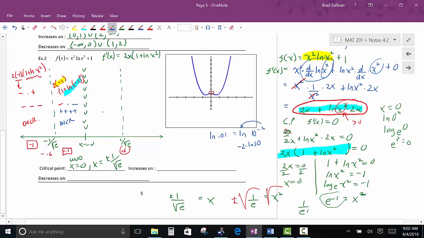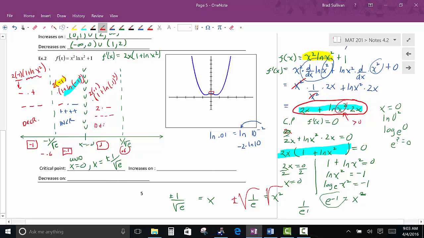And by the same logic, I'm not going to go through all the details of all of these sign charts, but if you did a test point here of 0.1, you would have 2 times 0.1 times (1 plus ln of 0.1 squared). If you worked that out, you would get negatives this time, I think, because you would have that negative logarithm again. So positive 2 times a negative would be negative.